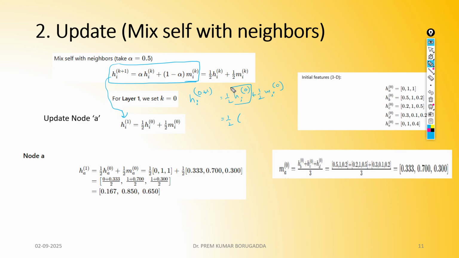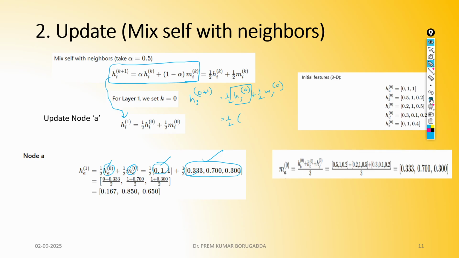So what is hi of 0 here? This value, hi of 0, the value at node A. In the previous step, this is the value we calculated. So hi of 0 means 0, 1, 1. This is the initial values at node A, and this is the aggregation of the node A values.